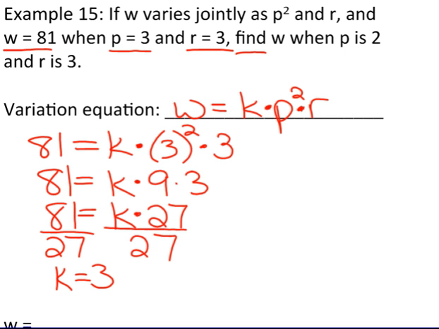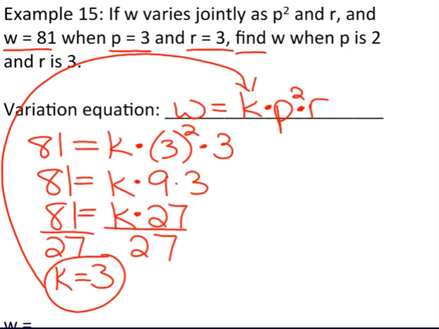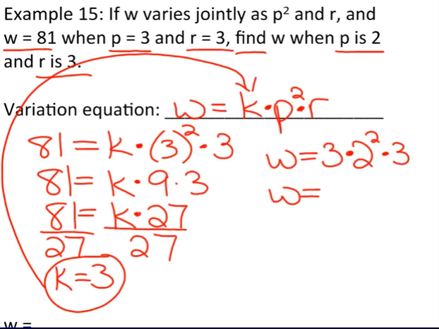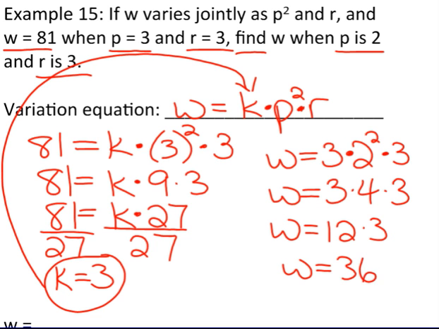So we're going to take the 3, the k, and substitute it in for k. W is equal to 3 times, my second p is 2, and my second r is 3. Remember order of operations, we have to square the 2 first, so 3 times 4 times 3, 12 times 3, or W is equal to 36.